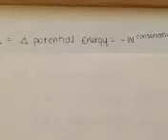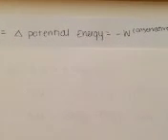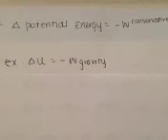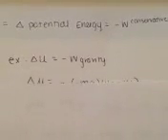In physics, the change in potential energy is represented by delta U, or the opposite of the work done by conservative forces, equaling the negative work done by conservative forces. For example, the change in potential energy, delta U, equals the opposite of the work of the conservative force, gravity. Delta U equals negative mg (yf minus yi).